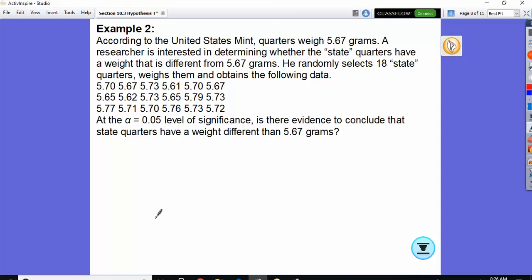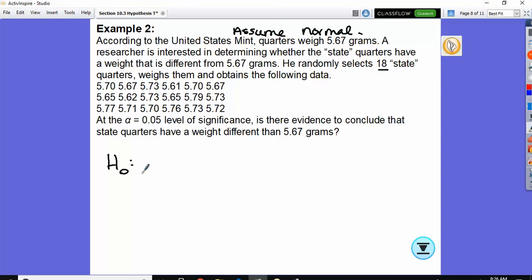We do have a slight problem on this. What did I fail to mention in here? If it's normal. Is 18 enough to assume it's normal? No. So let's just say I put it. That was an error on my part. I should have put in there that this was a normal distribution. Otherwise, we couldn't do this at all. Okay.